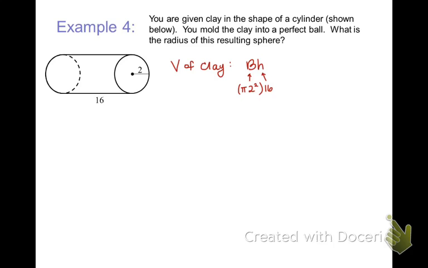I am going to leave this in terms of pi for right now because it's exact, and I might get pi's canceling out later. So I'm going to do 2 squared, which is 4, times 16, which is 64 pi, right? All right, so I know that that is how much clay I have. And even if I remold it into the sphere, I am still going to have 64 pi as my volume. So then the question is, how can I use that volume to find the radius?